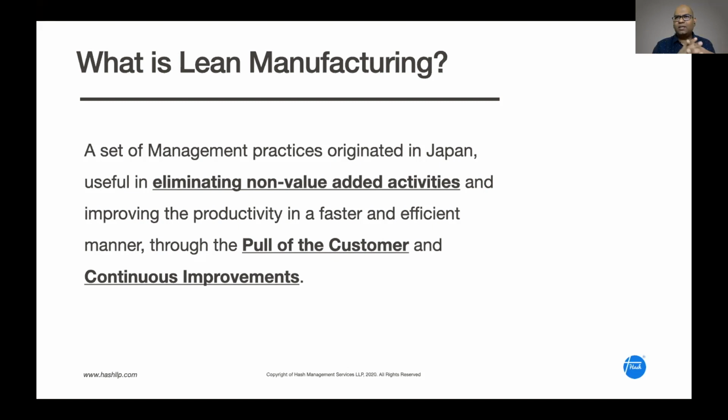These 3 are the major foundation, I would say, for lean. Right? The first one is elimination of non-value added activities, and the second one is pull of the customer, and the third one is continuous improvement. How can we improve continuously? So the first point, that is elimination of non-value added activities, is what we are going to cover today.